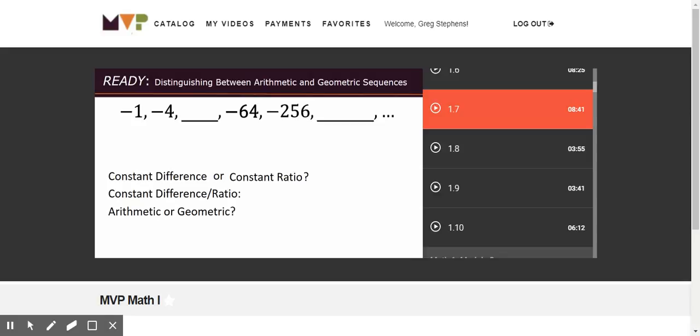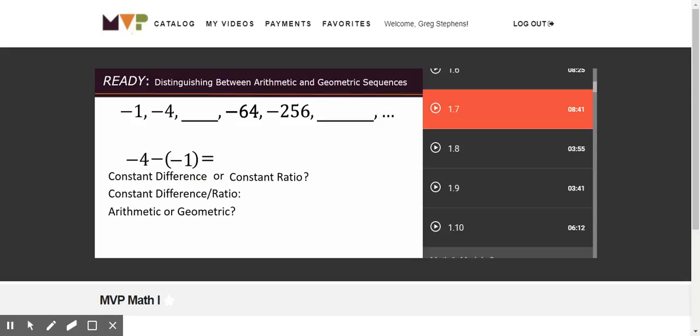Now let's try another sequence. First, check to see if the sequence is arithmetic. Subtract -1 from -4. -4 minus -1 is the same as -4 plus 1, which equals -3. If this is an arithmetic sequence, you should get -3 when you subtract -64 from -256, but you get -196. It's not arithmetic. Try finding the common ratio.